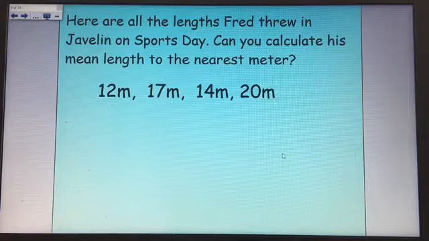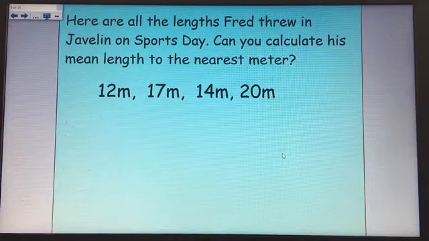Okay, so before we go on to the main activity today, I just want to go over the mean, just to give a bit of a recap to any of those children that have forgotten or don't know how to find the mean. So the mean is a way of finding the average, really, to find about what someone would get or would be expected to get. So let's have a look at this question. Here are the lengths Fred threw in javelin on sports day. Can you calculate his mean length to the nearest metre?